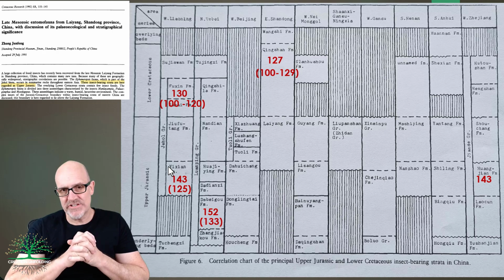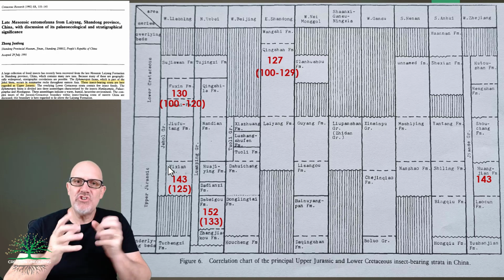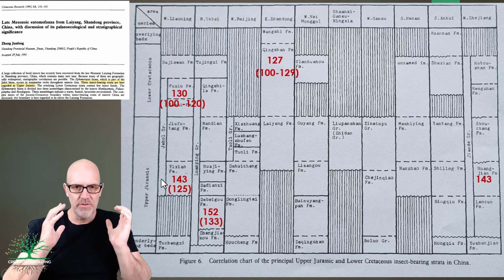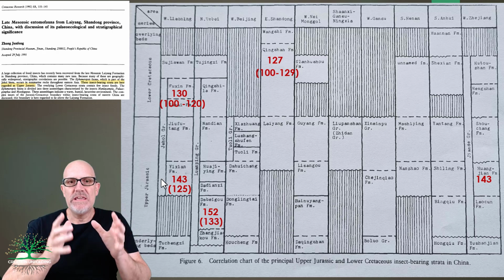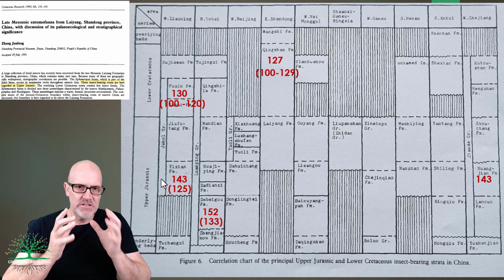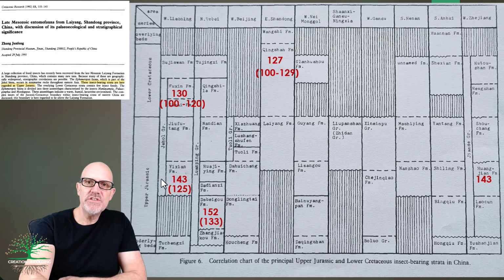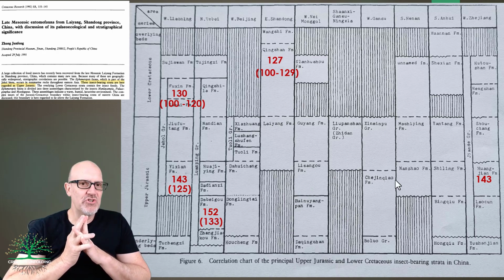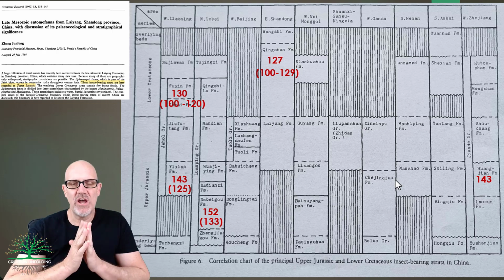Now what's interesting is that the Yixian Formation, this one is the most important out of all of them. It originally was thought to be a late Jurassic deposit. And so this actual stratigraphic section that I've got here is from a paper that was published in 1991 by Chinese authors.